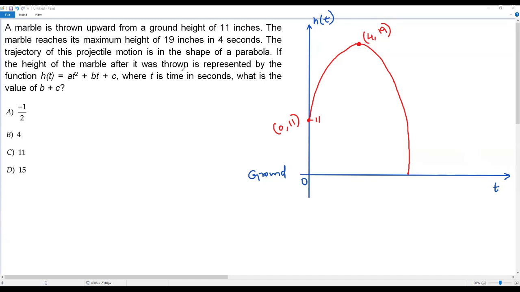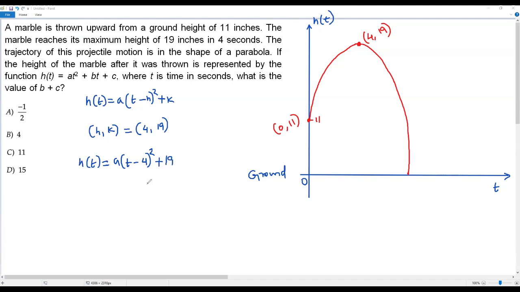Okay, since we know the vertex of the parabola, first what we can do is write the quadratic function in vertex form, which is h(t) = a(t - h)^2 + k. So here (h, k) represents the vertex of the parabola. So here the vertex is (4, 19). So we can now plug in 4 for h over here, and 19 for k over here. Then I'm getting h(t) = a(t - 4)^2 + 19.